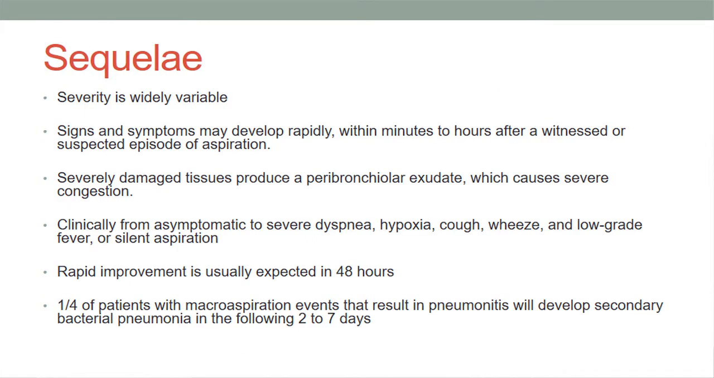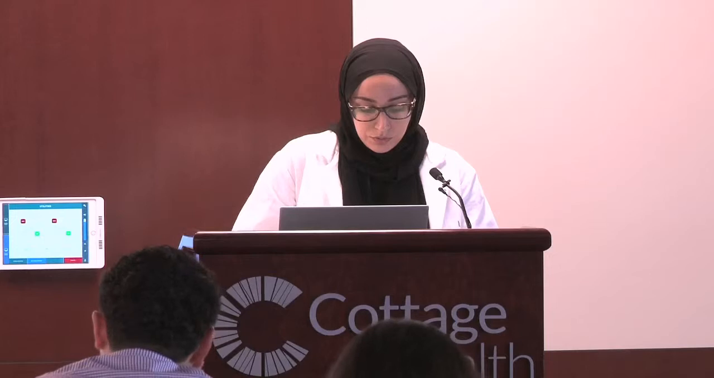And the sequelae of aspiration pneumonitis can show a really wide variety of severity. Signs and symptoms can develop rapidly, within minutes to hours after a witnessed or suspected episode of aspiration. And there was actually a study done on rats which showed a biphasic pattern of lung injury after acid aspiration. The first peak was about 1 or 2 hours after aspiration, presumably a result of the caustic effect of the low pH on the cells lining the alveolar capillary interface. And then the second phase, which would occur about 4 to 6 hours later and peak, was associated with the infiltration of neutrophils and complements in the lung and alveoli.